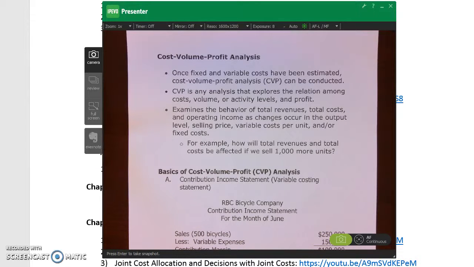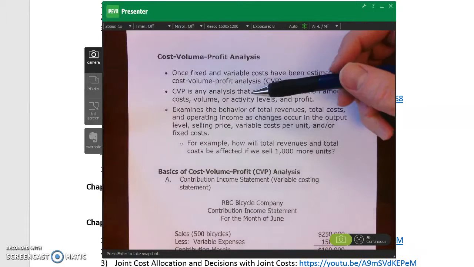So in this Chapter 4 lecture video, I'm going to cover cost, volume, profit analysis. So I say right over here, once we've identified and estimated fixed and variable costs, we can do cost, volume, profit analysis, which is just another fancy word, in my opinion, for doing what-if analysis.